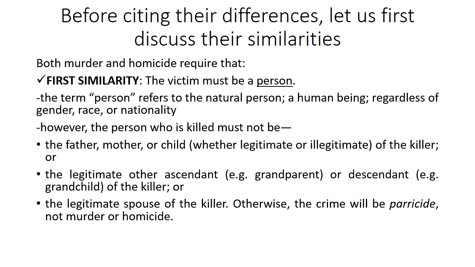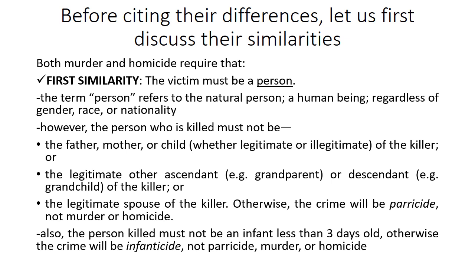Otherwise, the crime will be parricide, not murder or homicide. What I'm trying to say is, if the victim killed is the father, mother, or child of the offender, or the grandparent or the grandchild of the offender, or the legitimate spouse of the offender, then the crime will not be categorized as murder or homicide, as the case may be, but it will be categorized as parricide, because what is taken into consideration here is the relationship between the offender and his victim.